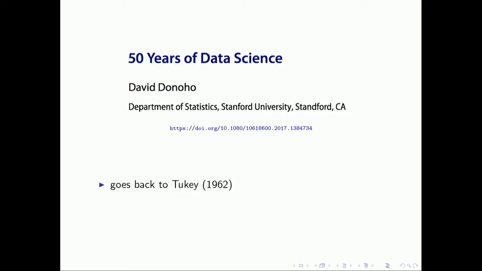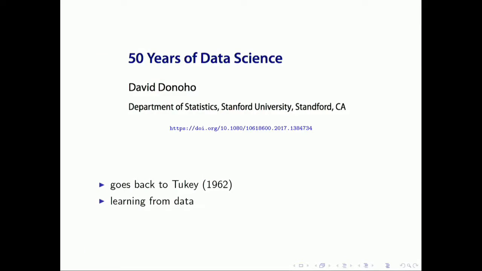Donoho, the way he expresses it, it goes back to John Tukey. So you think of some of Tukey's work about exploratory data analysis. Tukey has a paper from 1962 which articulates a lot of what sounds like data science today. And Donoho defines it very broadly as learning from data. And so this certainly includes statistics, it includes machine learning, but it also includes other things that are not traditionally fitting into these fields.